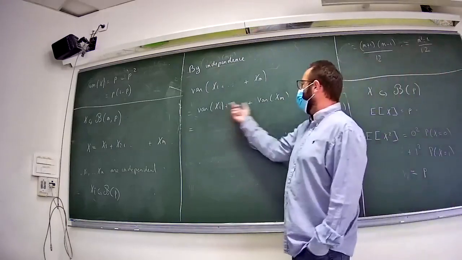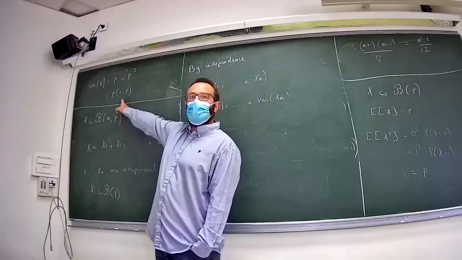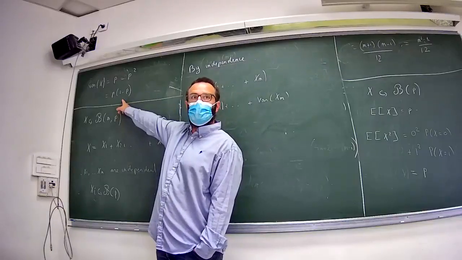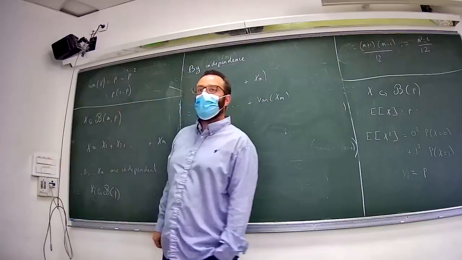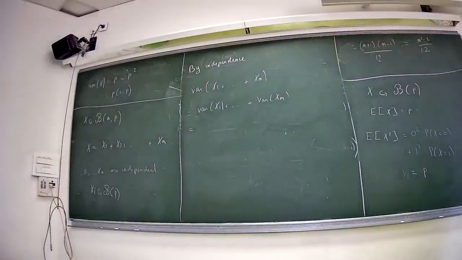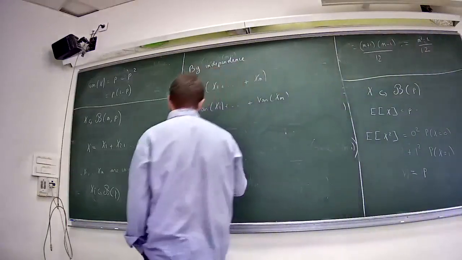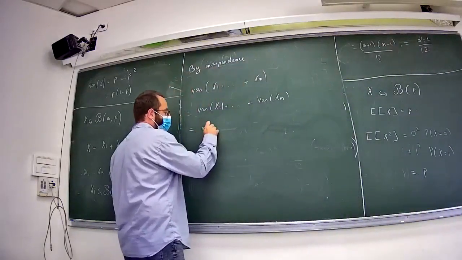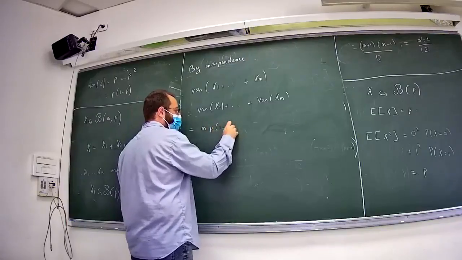So the variance of each one is p times 1 minus p. The variance, not the expectation. The variance of each one is p times 1 minus p. So what is the variance of the sum? It's n times the variance of each of them. So you obtain for the variance of a binomial n p 1 minus p.